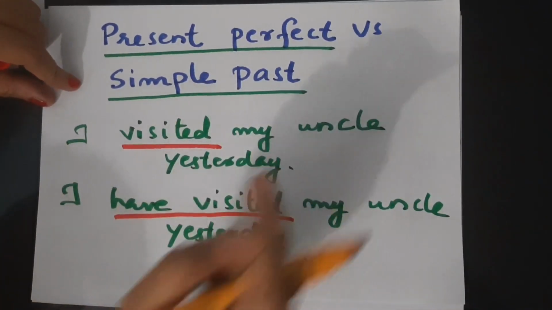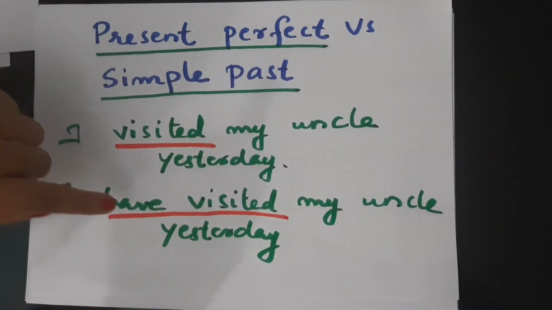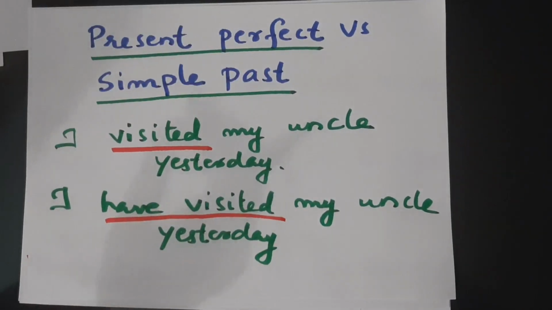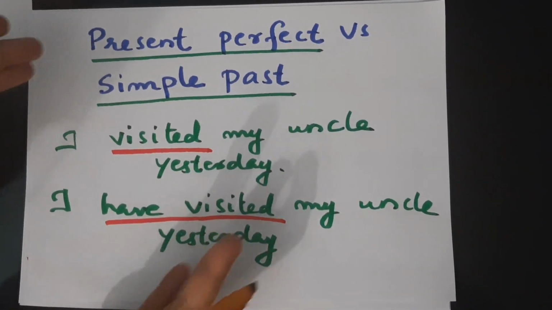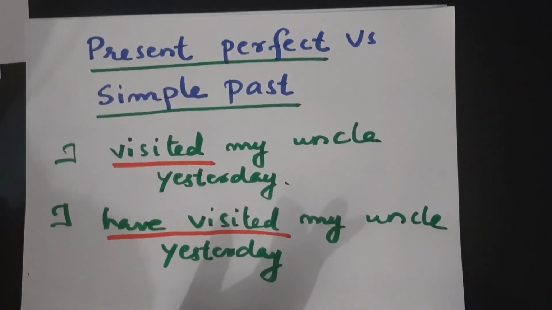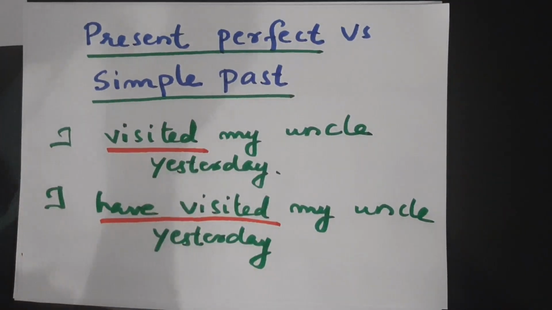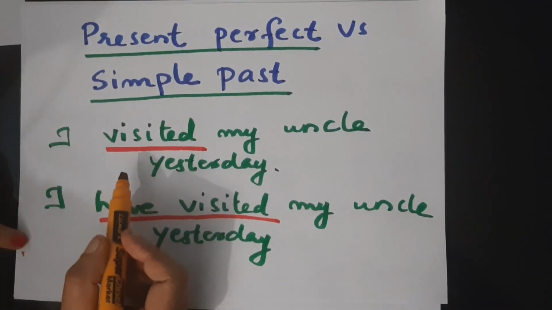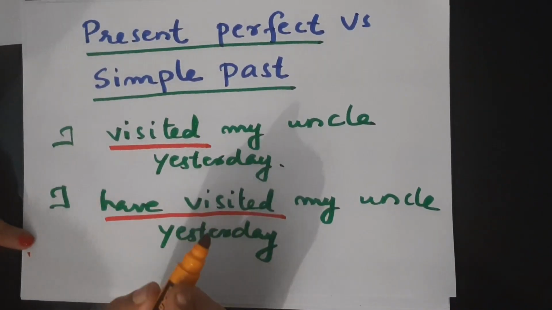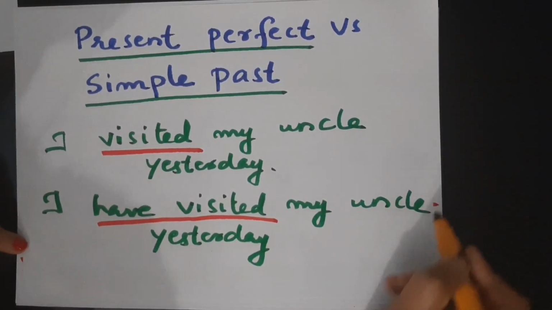See, I have visited my uncle yesterday means recently, so I can use a present perfect tense here, but I can also use simple past tense. So which one do you choose in such a context? Okay, this is very important. Okay, so I'll explain how it is. See, I visited my uncle yesterday. I have visited my uncle.